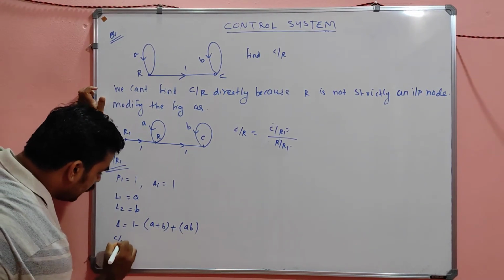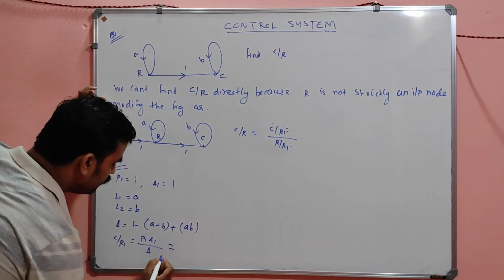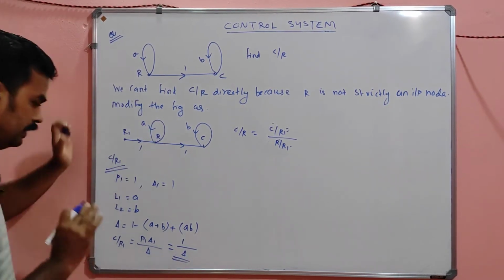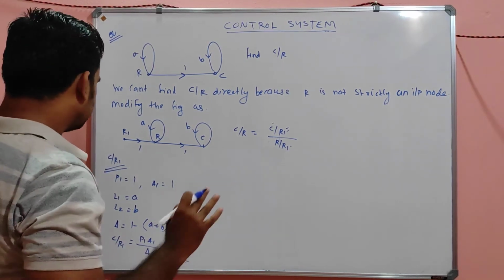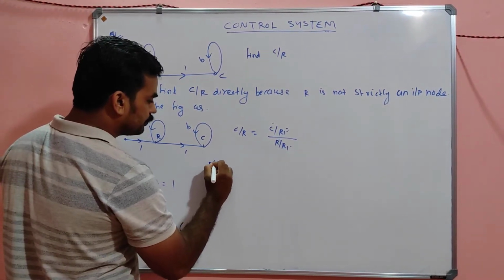So what will be my C by R1? C by R1 will be equal to P1 del 1 divided by del. P1 is 1, so it will be 1 divided by del. Let it be there. So C by R1 is 1 by del.